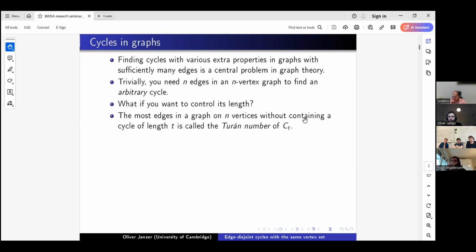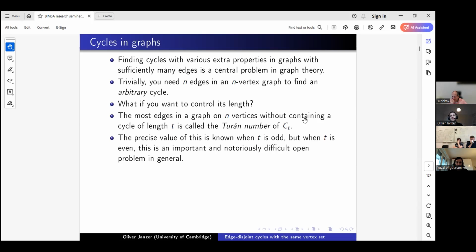And if you want a cycle of a fixed length, a given length t, the problem is the Turan problem, and this number is known as the Turan number of the cycle of length t, which is known when t is odd. The extremal construction is the complete bipartite graph. However, when t is even, this is an important and notoriously difficult open problem.